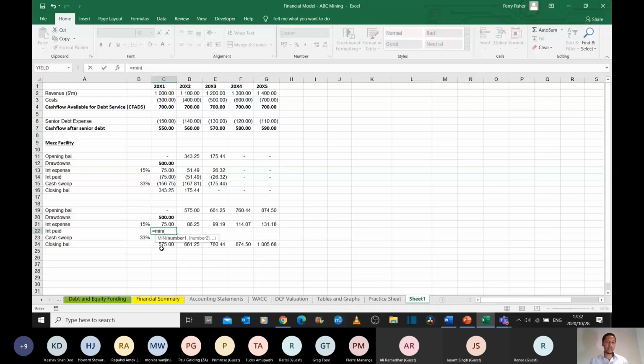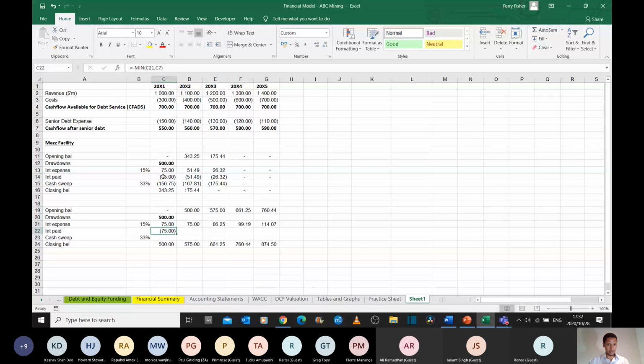So instead of using an if statement, I can just say the interest that's going to be paid to me is the smaller of whatever is owed to me and how much cash is actually in the business. Just a simple min function. Okay, I'm going to take the smaller of what's owed to me and what is in the business. If the business only had $10 million, I'd take the smaller of those two numbers, and I can only take $10 million to pay my interest. So that's easy, a lot shorter than that formula with an if statement.